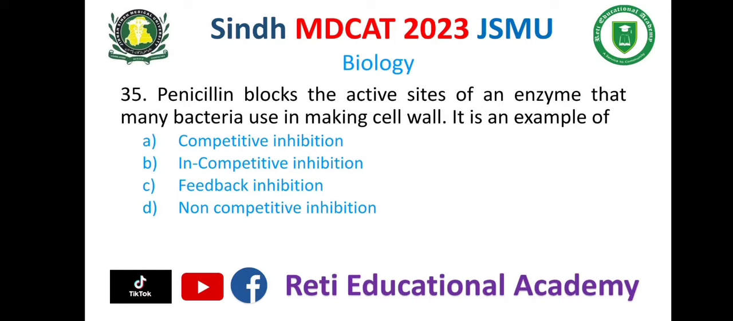Question number 35. Penicillin blocks the active sites of an enzyme that many bacteria use in making cell wall. It is an example of A. Competitive inhibition, B. Uncompetitive inhibition, C. Feedback inhibition, D. Non-competitive inhibition. And the correct option is C.